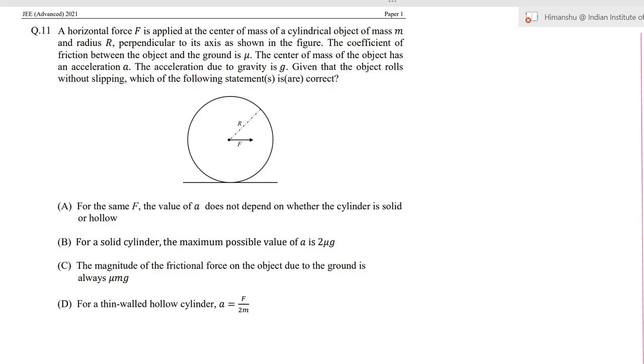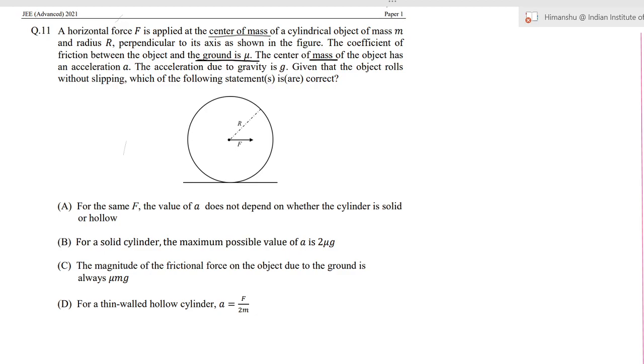So this question comes from the house of rigid body dynamics. And in this question we have a horizontal force F applied to the center of mass of a cylindrical object of mass m and radius r perpendicular to its axis as shown in the figure. The coefficient of friction between the object and the ground is mu.